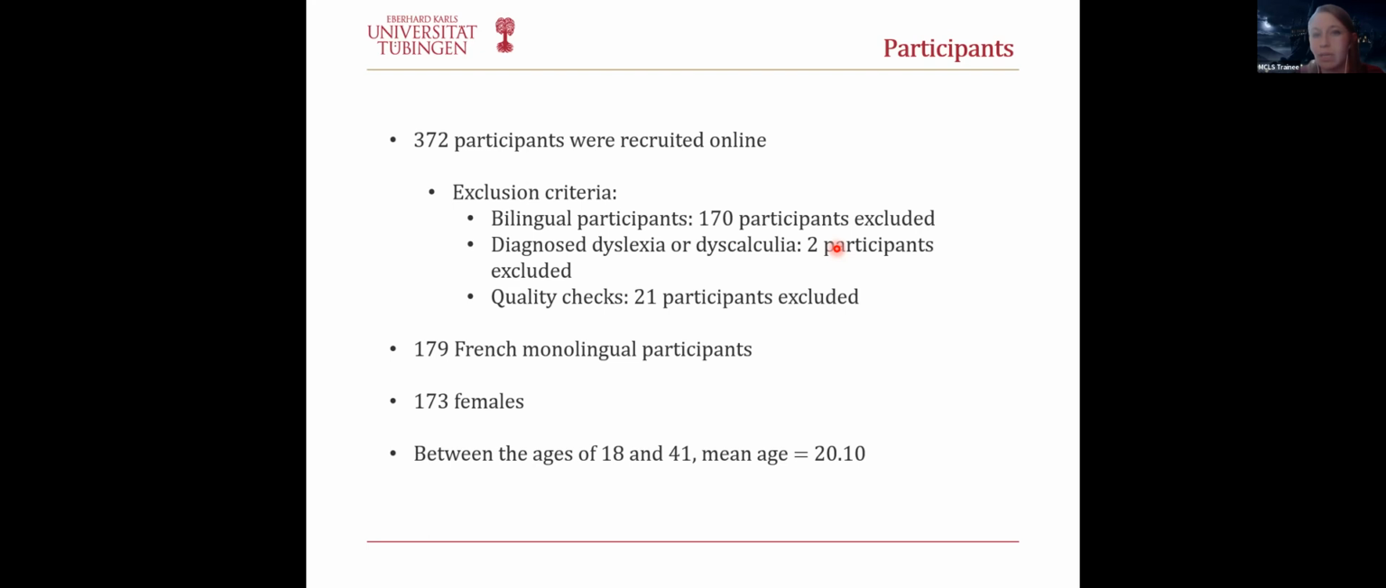170 participants were excluded because of bilingual basis. 2 participants were excluded because they had been diagnosed with dyslexia or dyscalculia, and a further 21 participants were excluded after quality checks for the online data, if they had been interrupted or distracted during the task. So we are left with 179 French participants. You can clearly see that these are psychology students because 173 of them are female and the mean age was 20.